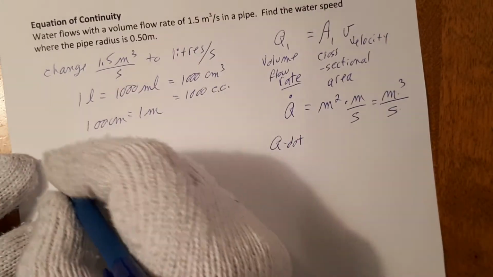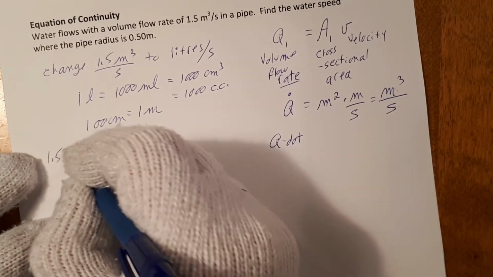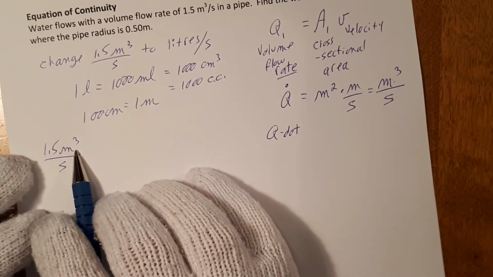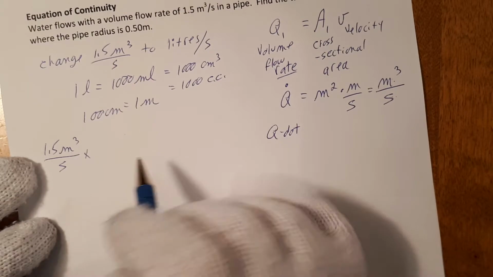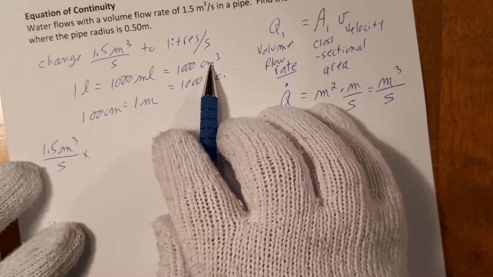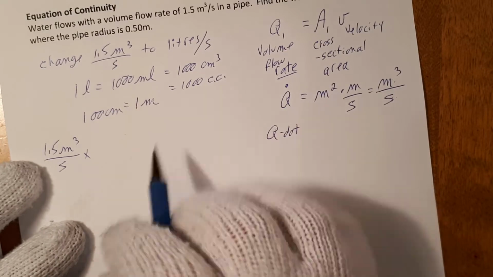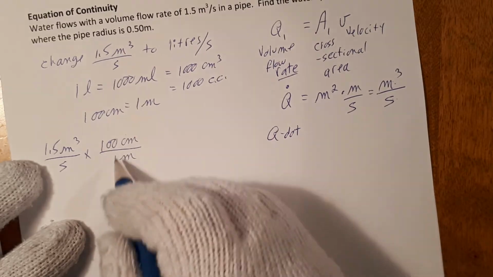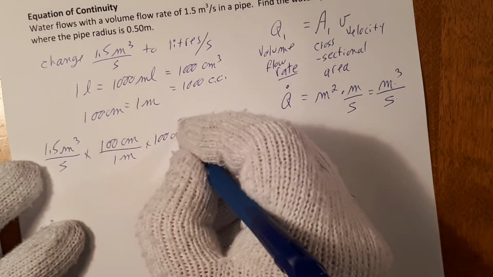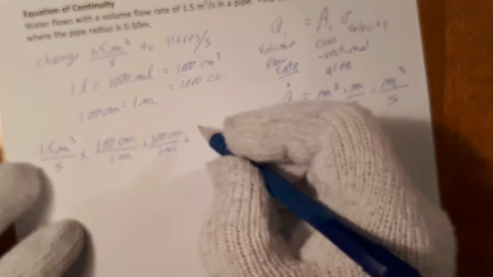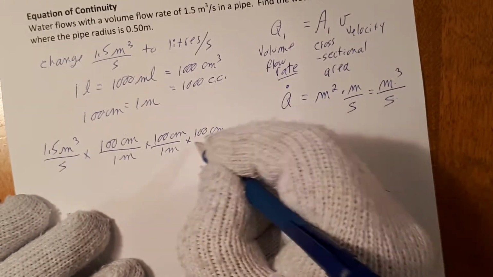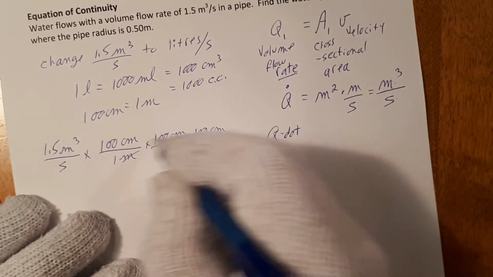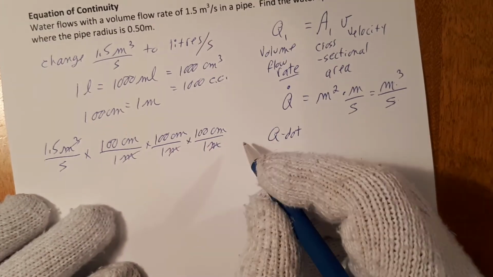Write down the value that we want to convert: 1.5 cubic meters per second. The seconds we want to keep. We just want to change the cubic meters into liters. So let's change this into cubic centimeters. Cubic meters into cubic centimeters: 100 centimeters per 1 meter. We have to do this 3 times. That effectively changes cubic meters into cubic centimeters. All those come out. This would be cubic centimeters.